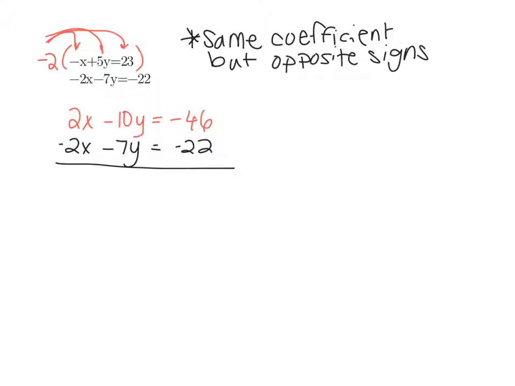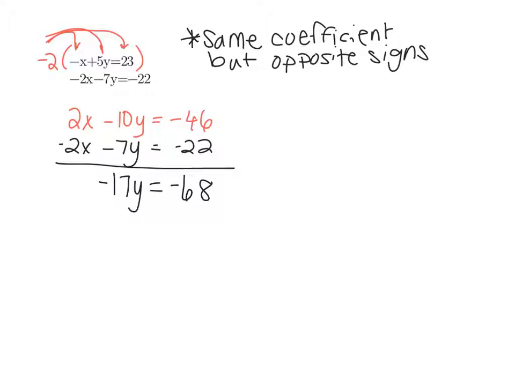Positive 2x and negative 2x, they eliminate. They equal 0. That was the whole point, to eliminate a variable. Then I'm going to combine a negative 10y and a negative 7y to give me a negative 17y equals, and then a negative 46 minus 22 gives me a negative 68.